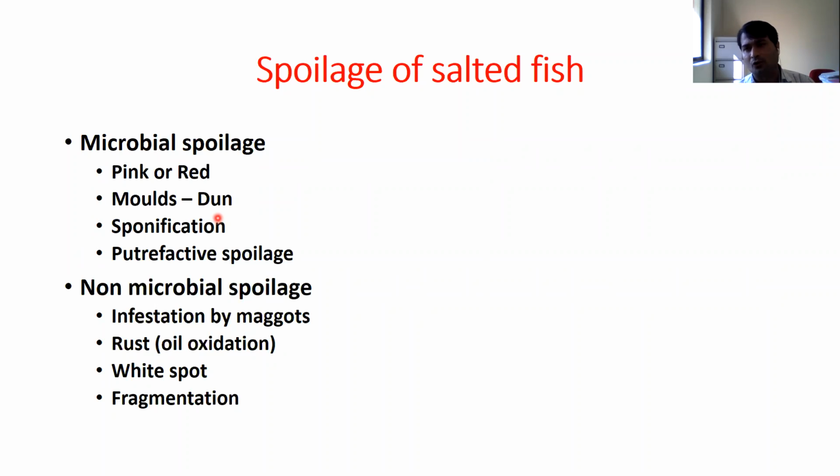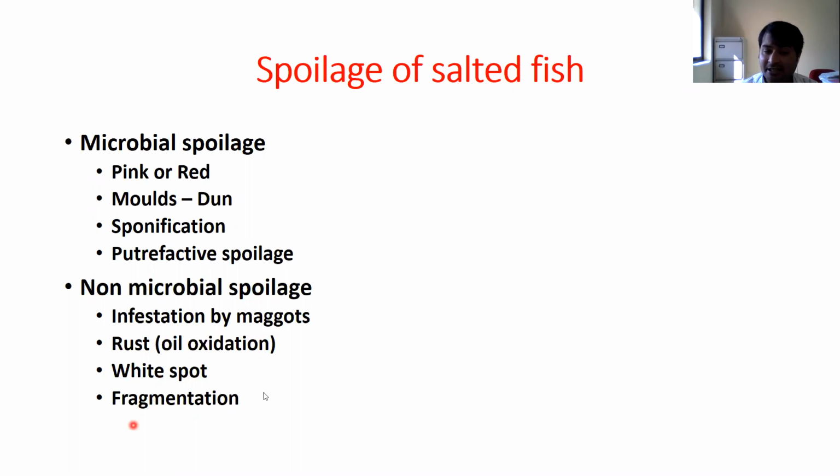Generally there are two groups of spoilage that we see in our salted fish. One is microbial spoilage, another is non-microbial spoilage. Microbial spoilage includes pink or red spoilage, mold or dun spoilage, saponification, and putrefactive spoilage. These four come under microbial spoilage. Non-microbial spoilage includes infestation by maggot, rust, white spot, and fragmentation. These four are under non-microbial spoilage.